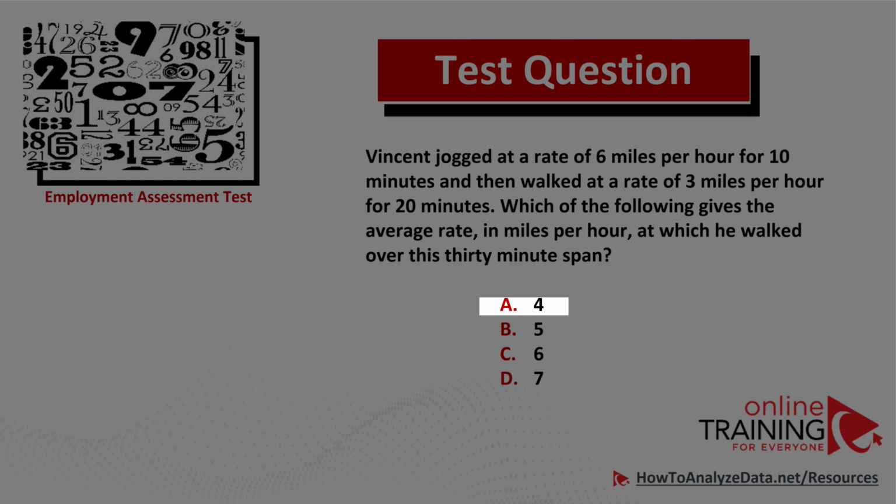Choice A, 4. Choice B, 5 miles per hour. Choice C, 6 miles per hour. Or choice D, 7 miles per hour.